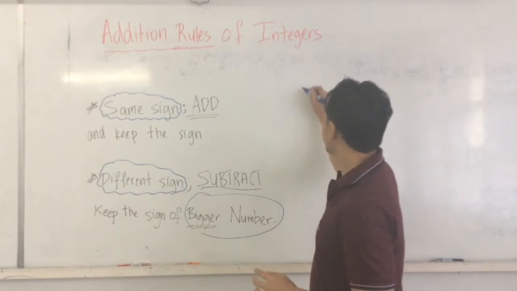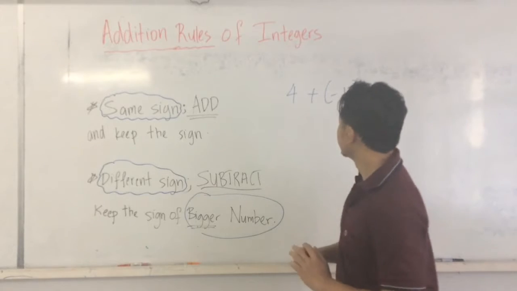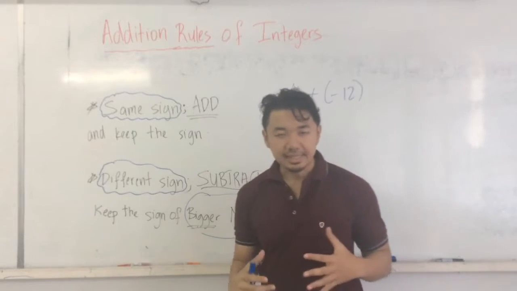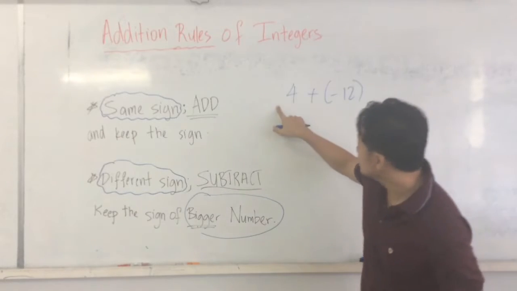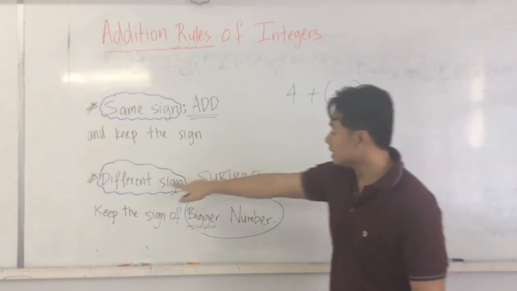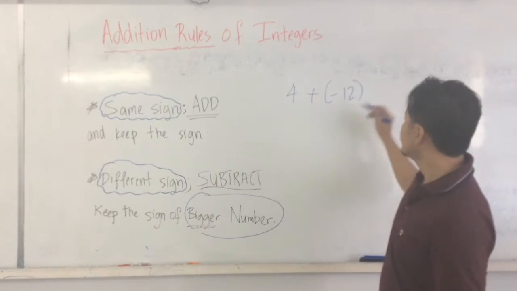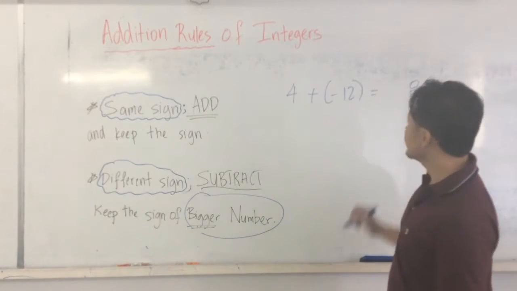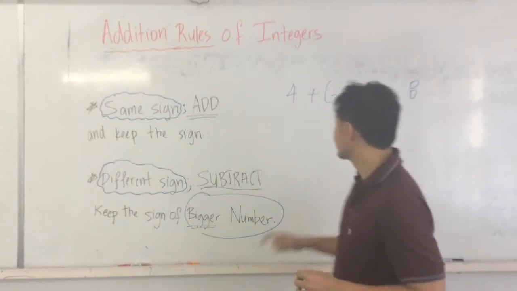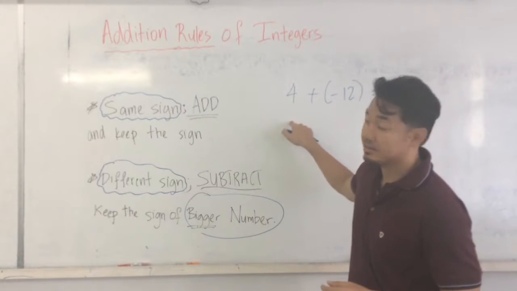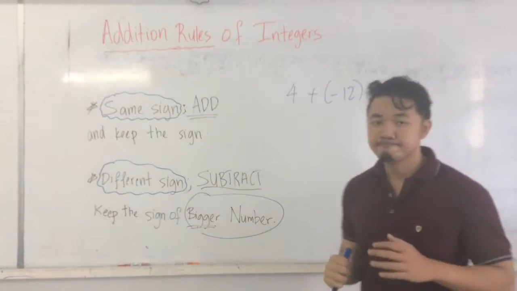How about we have 4 plus negative 12? Again, you have to check: is it the same sign or different signs? Obviously, it's different signs. This is positive, this is negative. Then you just subtract them. 12 minus 4 is 8. Then follow the sign of the bigger number. 12 is bigger than 4, and the sign of the number 12 is negative, so it's negative 8.